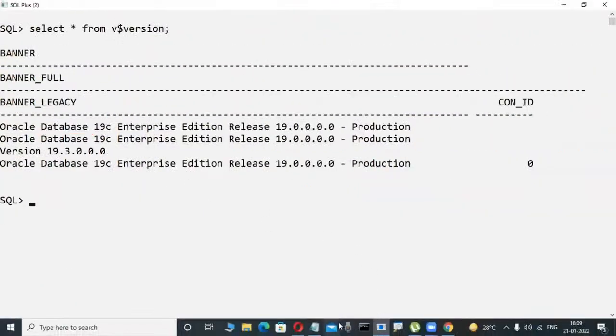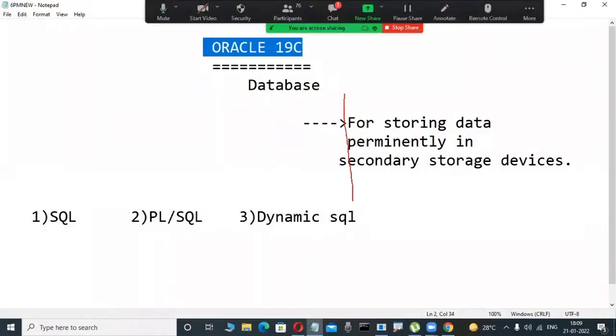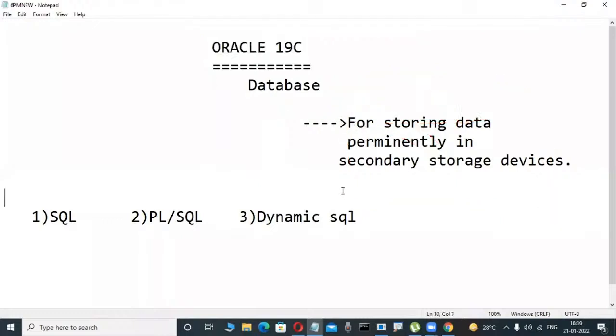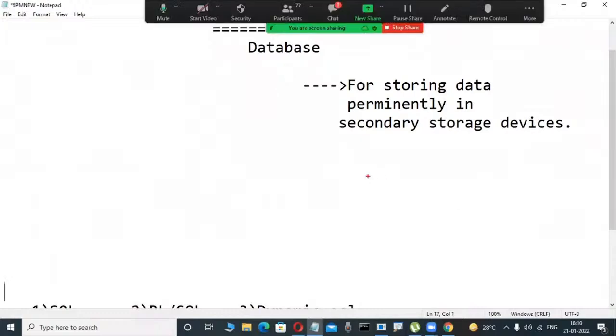What does a database mean? Once we install the Oracle software, some place is automatically created on the disk. In this place, we permanently store data. But these types of databases are relational databases, and these database software have been available from 1970 onwards.